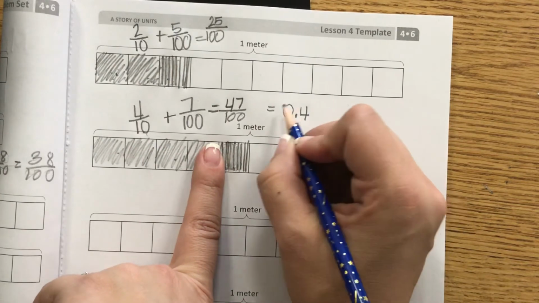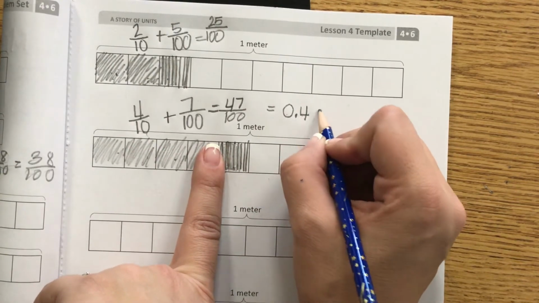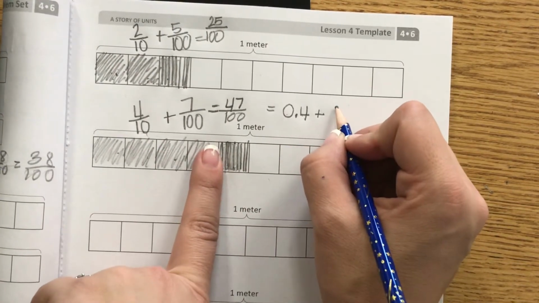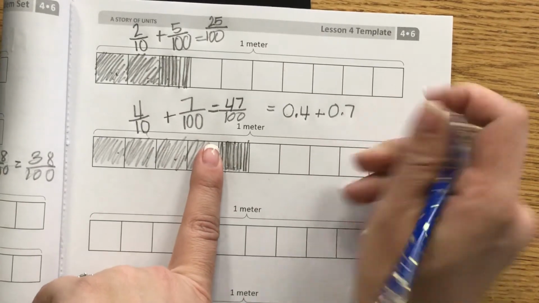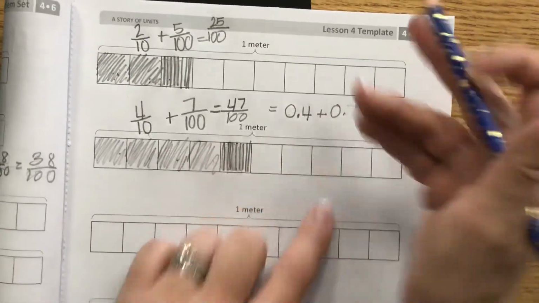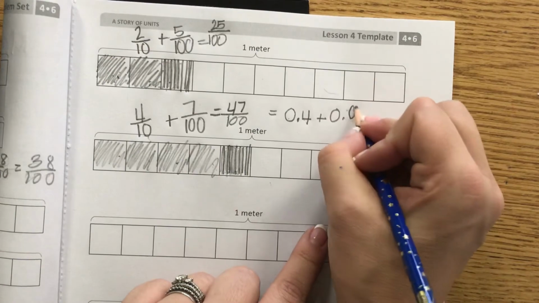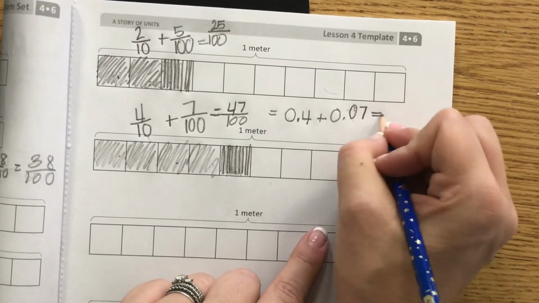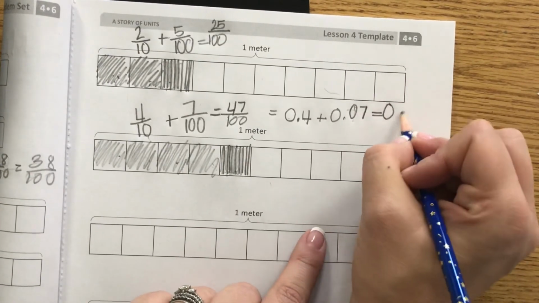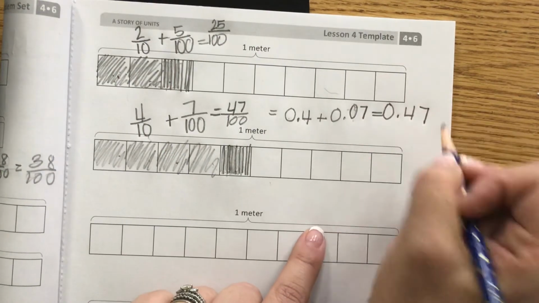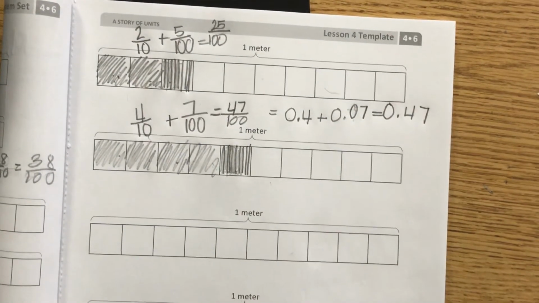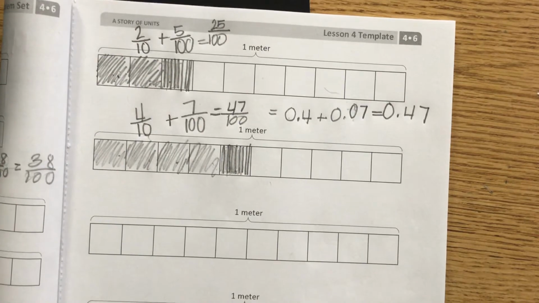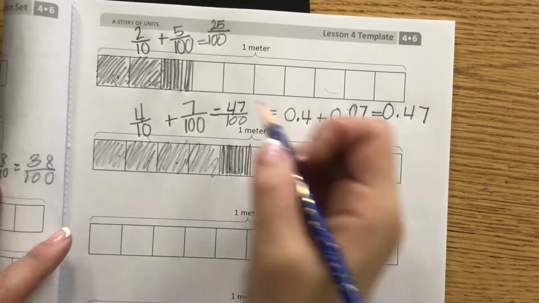Now, if I were going to write that into decimal form, it would be 0.4 or 0 and 4/10 plus 7/100, which would be a 0 and a 7. And then if I added those together, that would be 0.47.